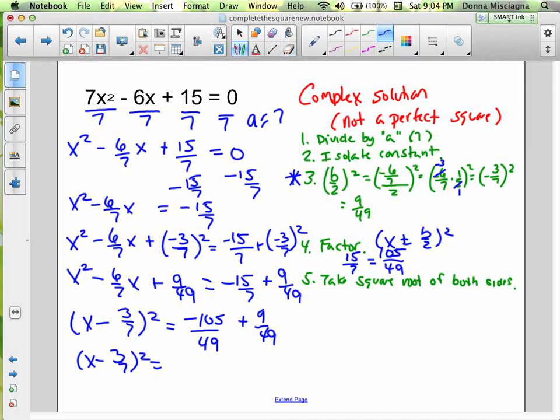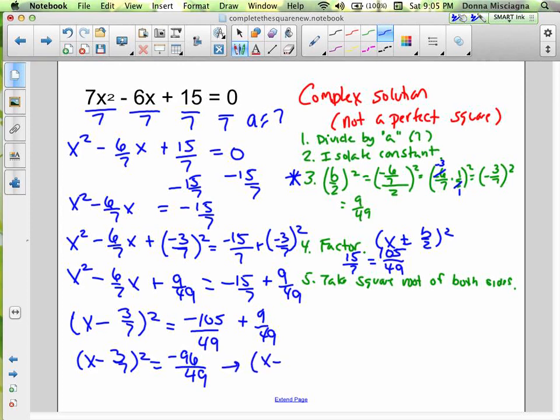Just try to look back, especially if it's a test or something, or benchmark, and ask, does everything look good? Because if I looked back, I would say, uh-oh, my negative disappeared. All right, so now we have negative 105 plus 9. We're going to subtract because they're different signs. So that's going to be negative 96 49ths.